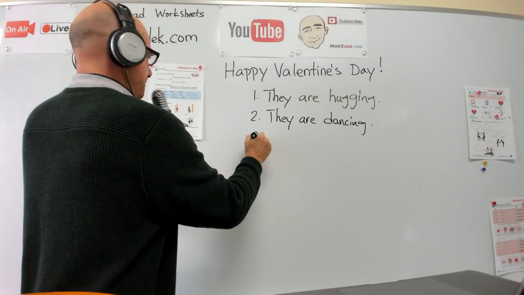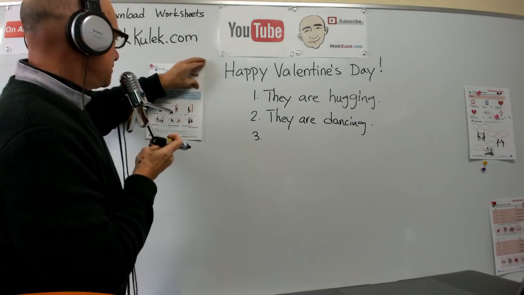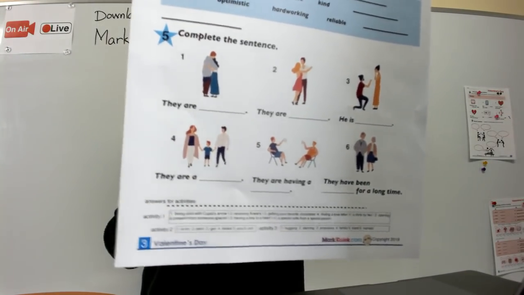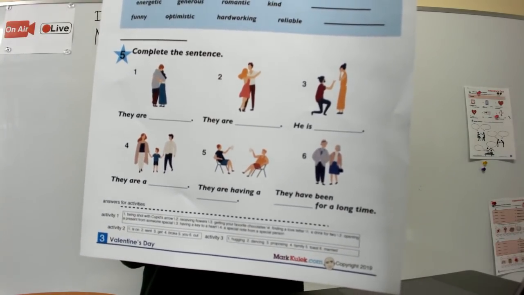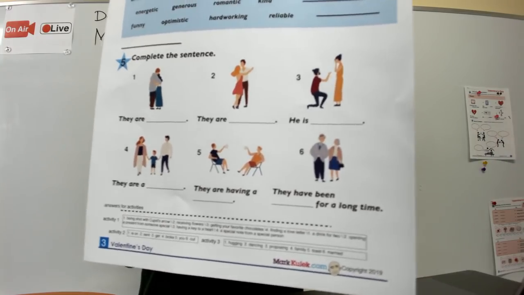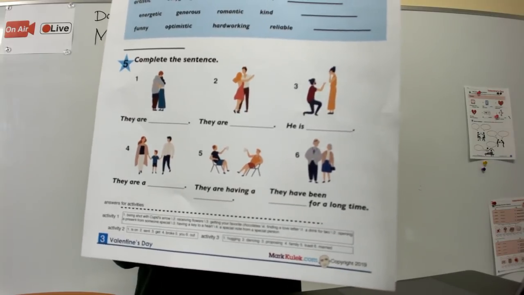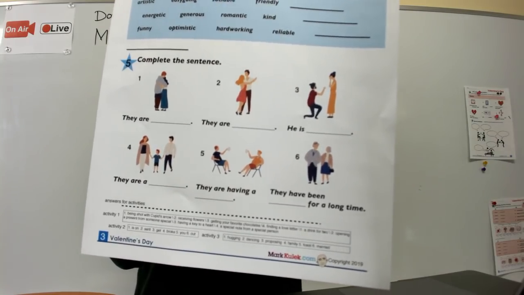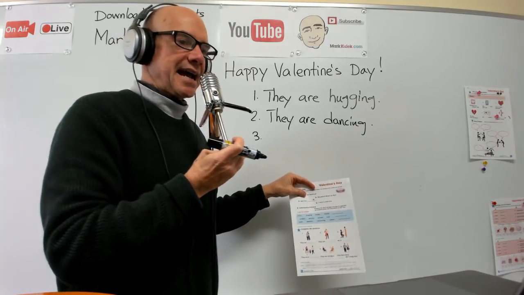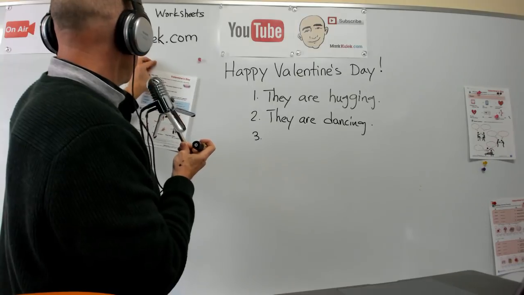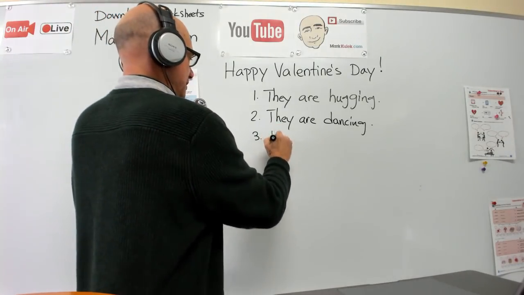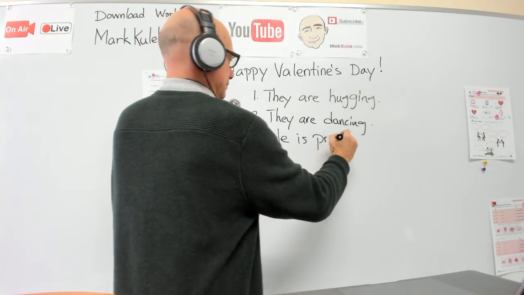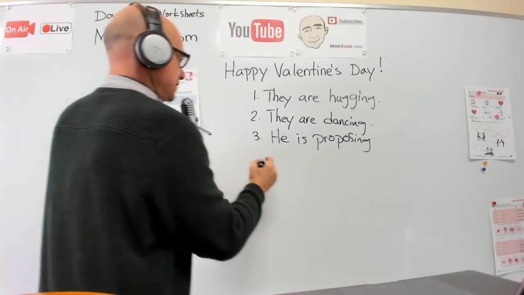Okay. Three. What's he doing? He is... what is he doing? I'll show you the picture again. Number three. What's he doing? Okay, engaged, right. But what before engaged, what's he doing? Before proposing, yes. Proposing, very good. Number three, he is proposing. Good.